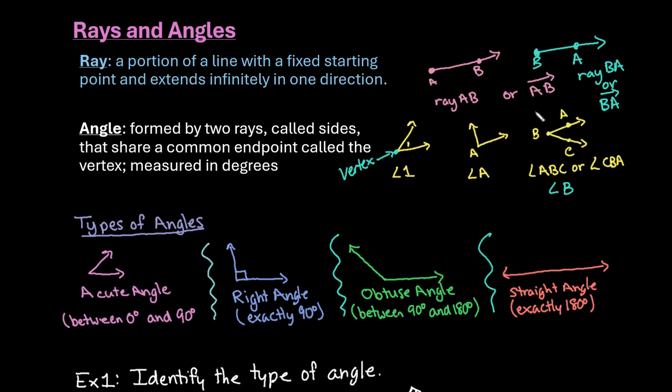If you have more than one angle that meet at the same point, then you do have to use 3 letters. It doesn't matter which ones you use as long as the vertex is in the center. So I can either call this angle ABC or I can call it angle CBA. So we just use the angle symbol to name it as an angle.